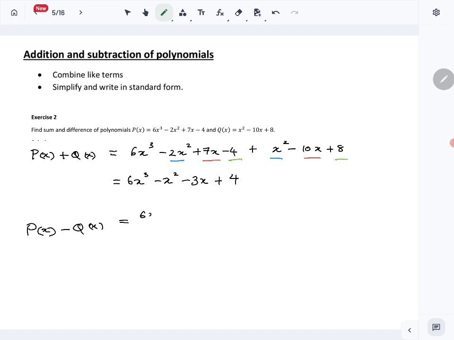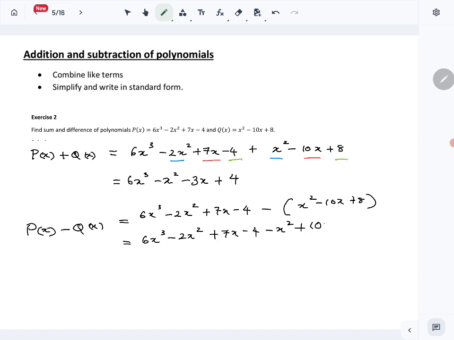So then again let's write them down. 6x cubed minus 2x squared plus 7x minus 4, minus, subtracting, okay, x squared minus 10x plus 8. Use the brackets, then it's easy because you won't make mistakes when you are distributing the negative sign. Otherwise sometimes you will make errors with the signs. Right. So let's do this. 6x cubed minus 2x squared plus 7x minus 4. Distribute the minus sign, so you get minus x squared plus 10x minus 8. Right. Now like in the addition, combine the like terms.